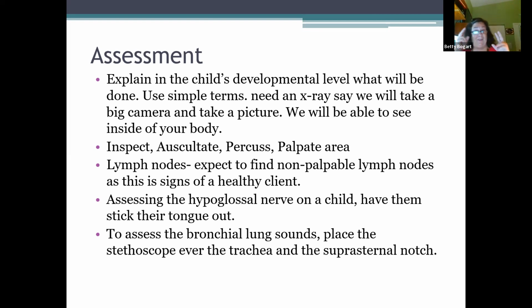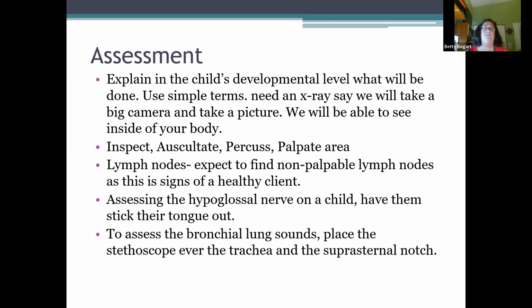Or you say x-ray and they think of that x-ray vision and lights coming out of the eyes and burning things as they go around with this light thing. So just be careful with children because we don't know where their minds are. They're just so creative.